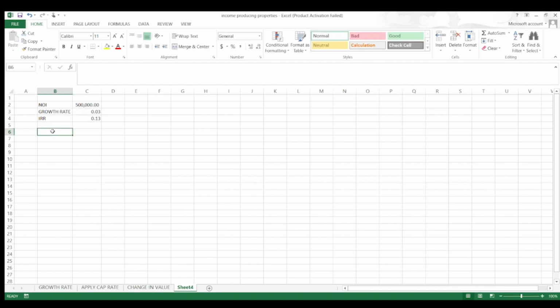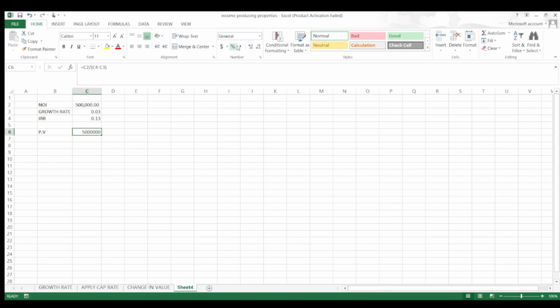So the formula of getting the present value of a growing annuity is simply the net operating income, or rather the cash flow, the first year, divided by the rate less the growth rate, which is the internal rate of return less the growth rate. And so for this formula to work, the growth rate should always be less than the expected return.